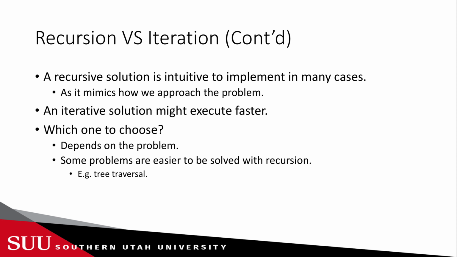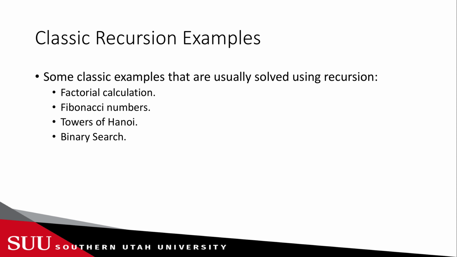So which one to choose? Actually, it depends on the problem. Some problems are going to be easier to solve with recursion. Like, for example, in data structures, tree traversal is way easier to solve with recursion than iteration. Here are some classic examples that are usually solved using recursion: factorial, Fibonacci, towers of Hanoi, binary search. And the most popular one is factorial.